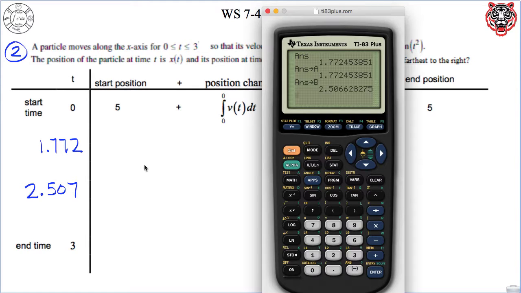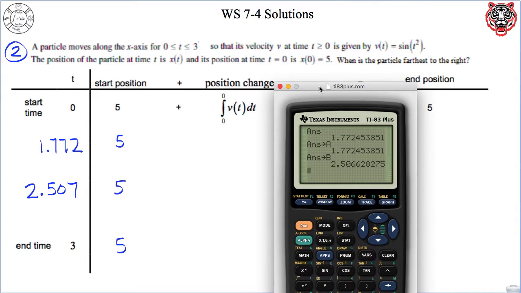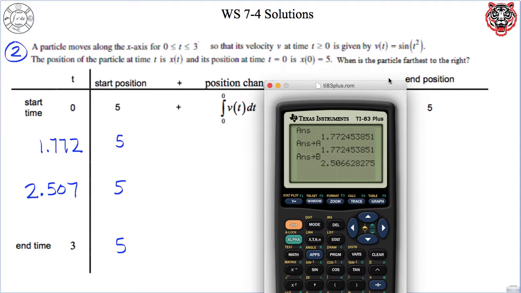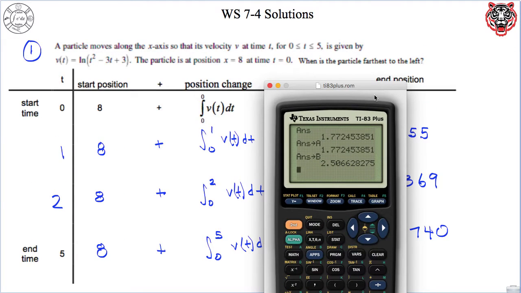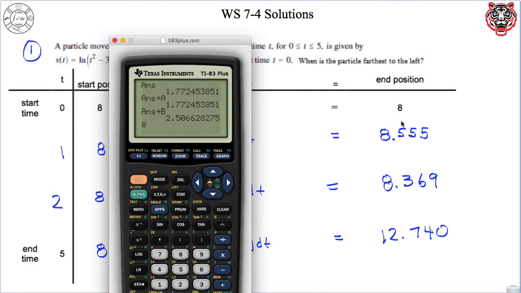2.507. Perfect, and all of them have the same start position. They all start at position 5 at time 0, I believe. Yeah, at time 0 it's equal to 5. And it's asking when it's farthest to the right. Ooh, did the last one ask when it's farthest to the left? We didn't actually answer this. It's farthest to the left at position 8. But it's not asking for 8, it's asking when, so the answer is at t equals 0. That's the final answer. Sorry about that.